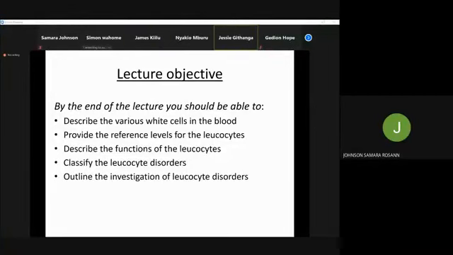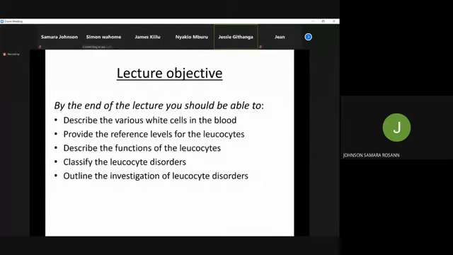Describe the functions of the leukocytes, classify the disorders, and we'll just simply classify the disorders, because in the next series of lectures, you're going to go into a bit more detail about these white cells. And then we shall also outline the investigations that are performed in the leukocyte disorders.